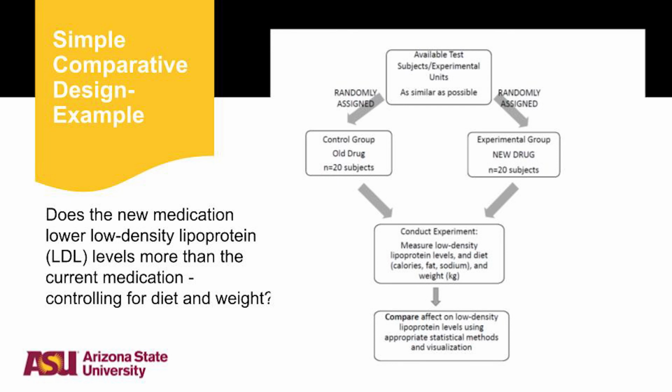So they start out with their experimental units. They randomize into two different groups. One group gets the old drug, one group gets the new drug. You'll notice that I added the sample size with the number of students in each group, so the students start to think about how many replicates they're going to need for that part of the experiment.